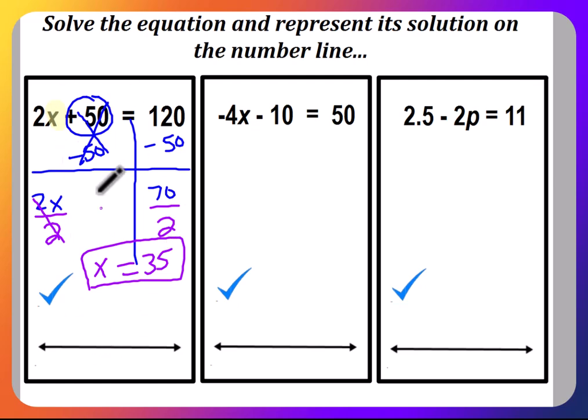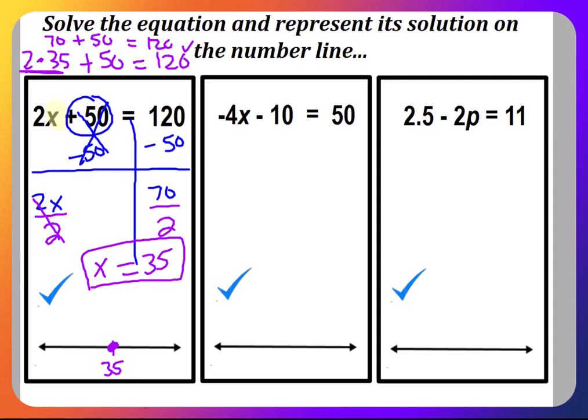Check our answer. Come back in, plug in 35 for x. 2 times 35 plus 50 should equal 120 if we solved it correctly. Well, order of operations says to multiply first. 2 times 35 is 70. Add the 70 to the 50, and do we get 120? Yes, we do. So we solved it correctly. We can put the solution on a number line. X equals 35. So here's my 35, and this is what x equals. So I'm going to put a filled in circle dot at the 35.